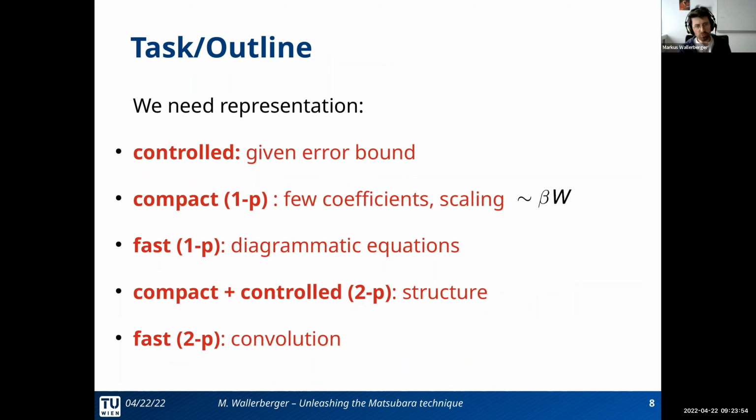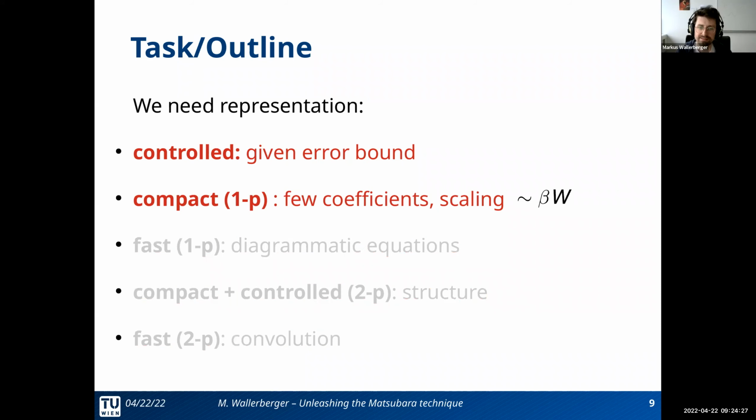Anyway, so what do we need? We need a representation on the imaginary time axis that is controlled. That means that we understand its error. It should be compact because we don't want to store or work with many coefficients. It should be fast if we do diagrammatic equations, which, remember, we have to do in all these self-consistent field theories. And ideally, we want that at the one-particle level and the two-particle level. So that would be my outline. And probably we won't go to the two-particle level for now, but let's see how far we get here. So let's start with the controlled and compact representation.